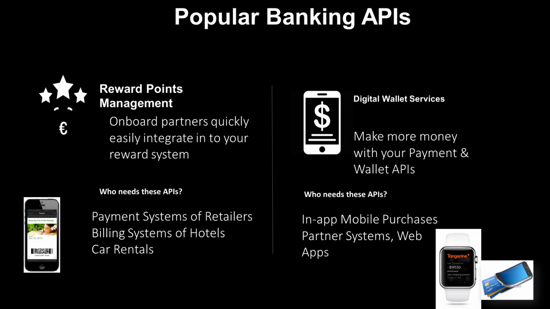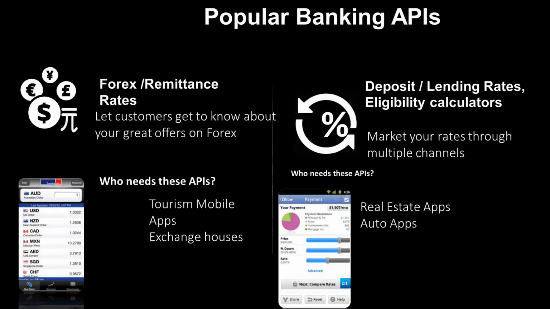And then you have digital wallet services, forex and remittance rates, which are again things that change on a regular basis. So you can have a tourism mobile app that you're building, or an exchange house, like xc.com or any other exchange website, which is taking all this information in real time. So it basically works on the API model.